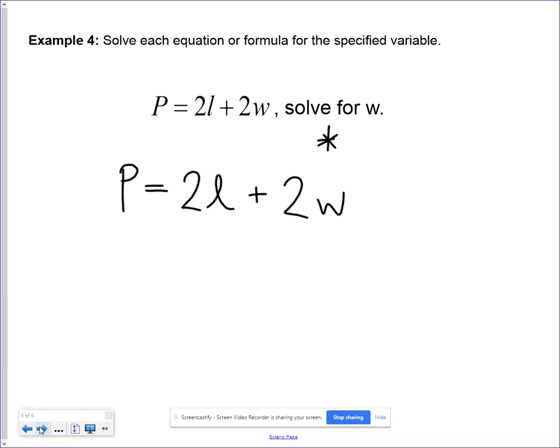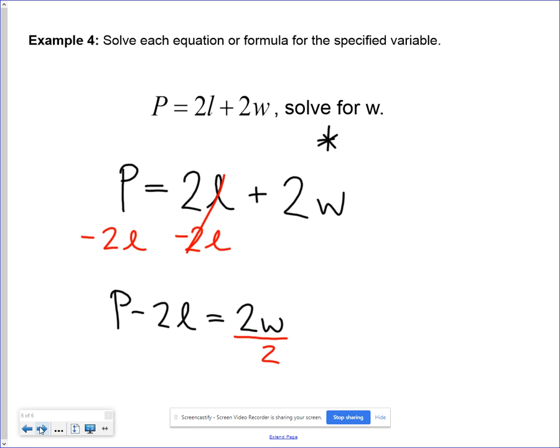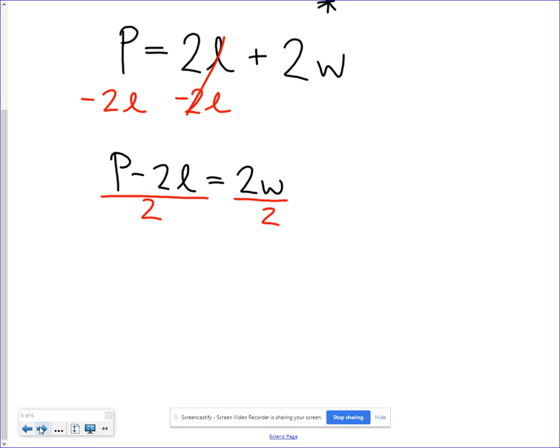So I'm going to subtract 2L from both sides. So we got P minus 2L is equal to 2W. And now I'm going to divide both sides by 2. So my answer is W is equal to P minus 2L divided by 2.